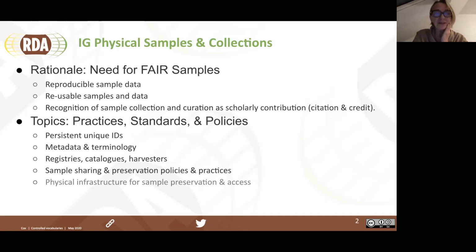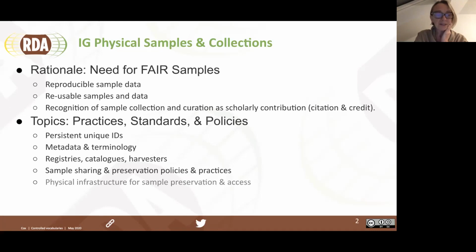So the topics that have come up throughout our discussions have been persistent unique identifiers for samples, sample metadata and terminology, and as you probably saw, that is one of the major topics at our session today. The operation and creation of registries, catalogs, and harvesters to establish portals for discovery of samples and so on.